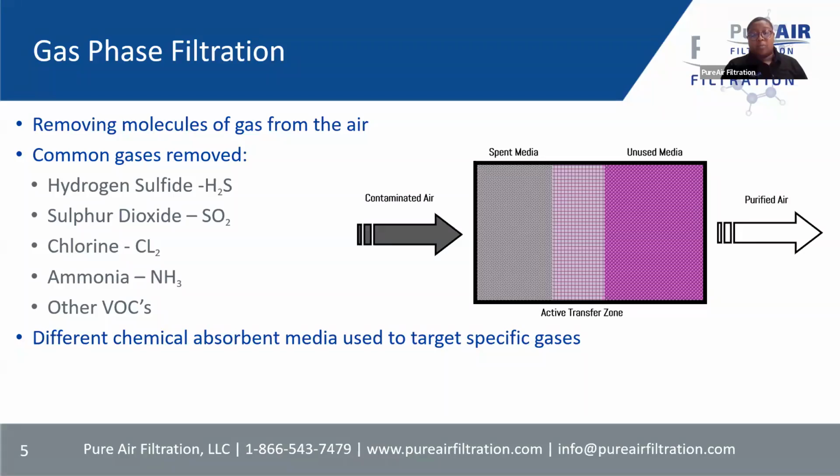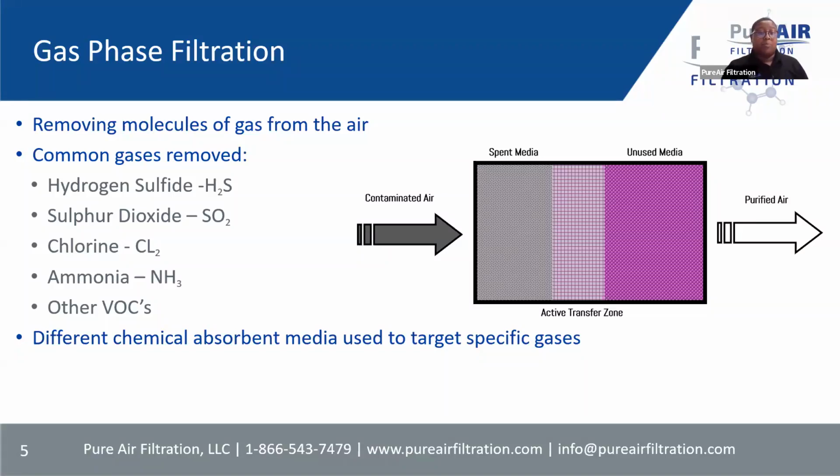Gases are usually about that 0.003 to 0.007 microns in terms of size, whereas mist is anywhere from 1 to 9 microns, and solid particles can be anywhere from 0.03 to 100 microns. That just goes to show you the difference in the size of what we're trying to filter. Common gases that we remove: H₂S, of course, as well as sulfur dioxide, chlorine, ammonia, and other VOCs.